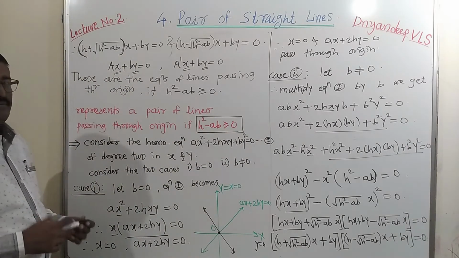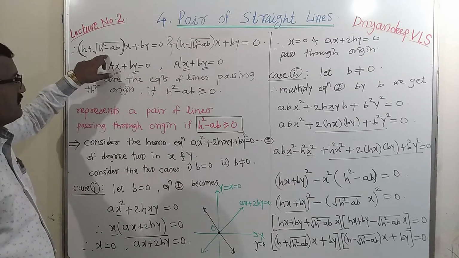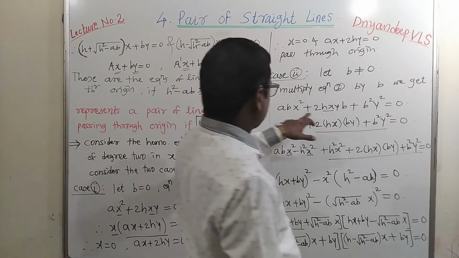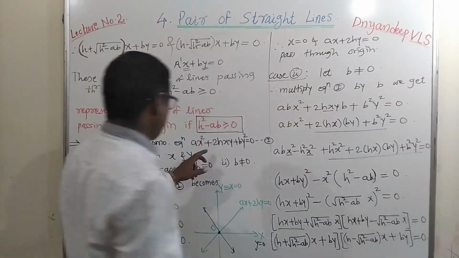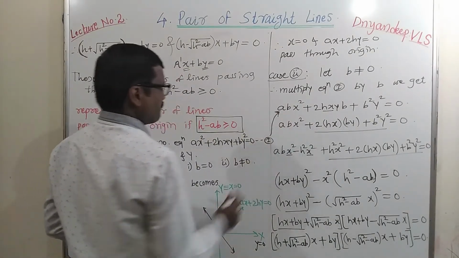If h square minus ab is greater than or equal to 0, because this h square minus ab is here in these separate equations of two lines. So the combined equation is ax square plus 2hxy plus by square equal to 0. From this first equation you get this.